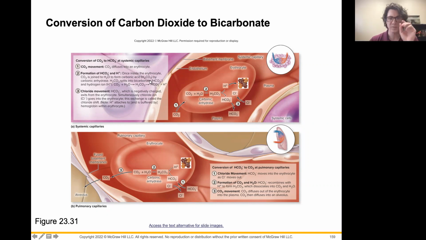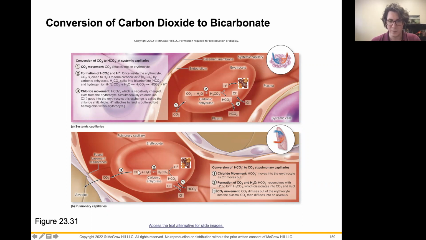Now, to get that bicarbonate that we just made out of the blood, what we're going to do is have chloride move in. So the chloride ion, the chloride part of salt, is going to move into the red blood cells, and then the bicarbonate ion is going to leave, okay? So chloride ion in, bicarbonate leaves. This is what we call the chloride shift, okay?